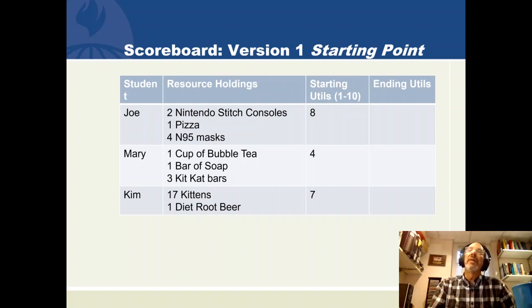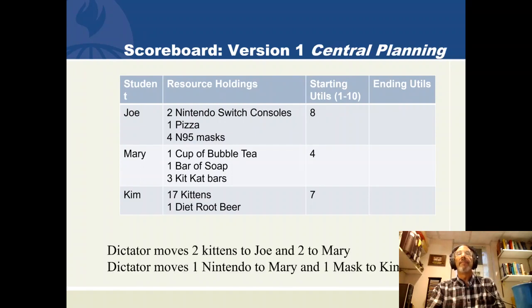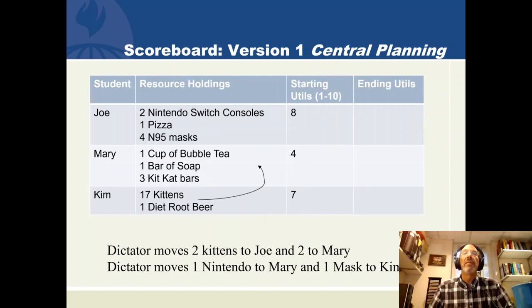And the first experiment is to try to make these people happier by using central planning. I'm going to be the dictator for them, and I'm going to make some transfers of stuff. I'm going to move stuff from one person to another one and see if I can make them happier. So I'm going to take 2 kittens and move them to Joe, and I'm going to take 2 kittens and move them to Mary. I'm going to take one of Joe's Nintendos because he doesn't need 2. I'm going to give it to Mary. She seemed pretty bummed out, and so maybe that'll make her happy.